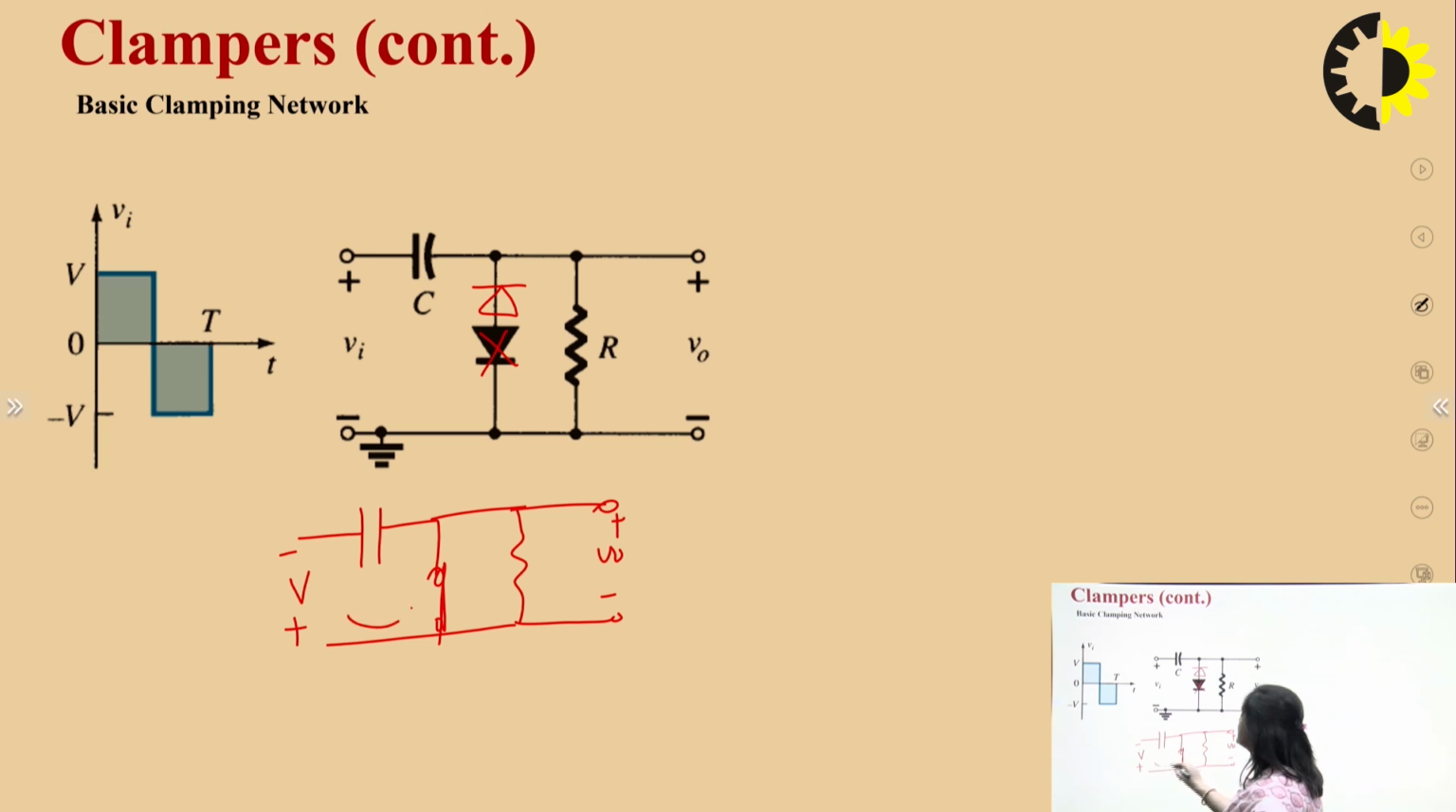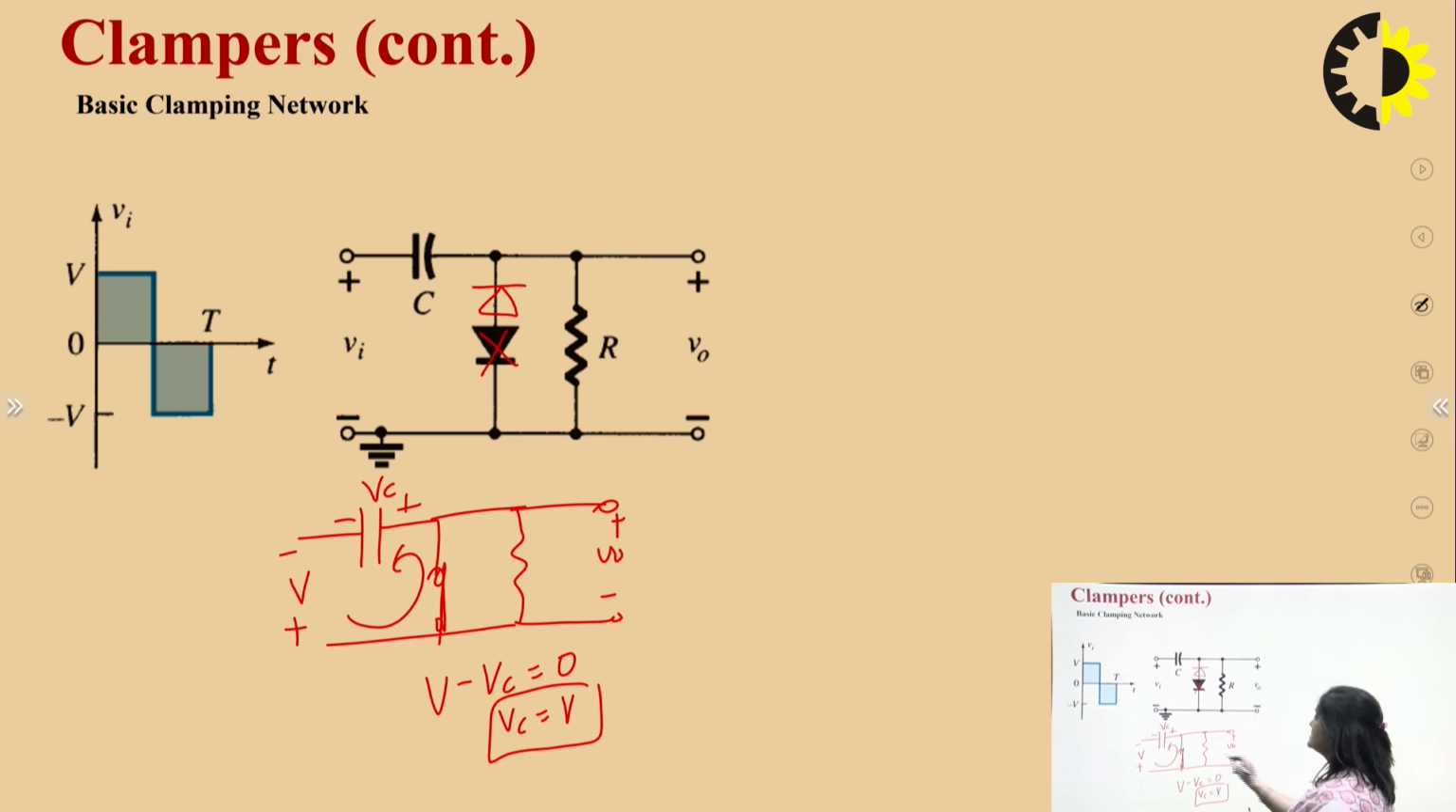Now we can see the current will be flowing in this way. This plate will be minus, this plate will be plus. This is VC. Now we can apply KVL here. So plus V minus VC is equal to 0, so VC would be equal to V. And now this resistance is in parallel with this short, so V naught would be equal to 0 here.